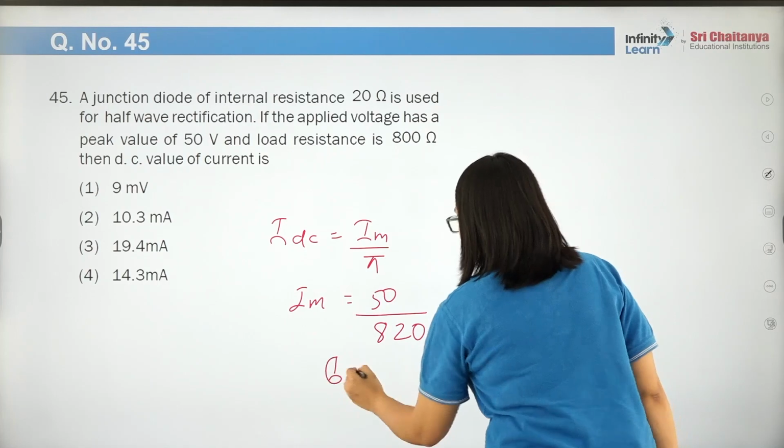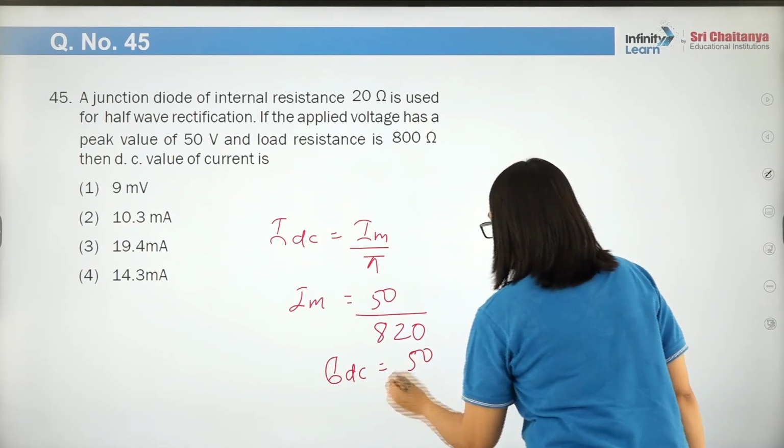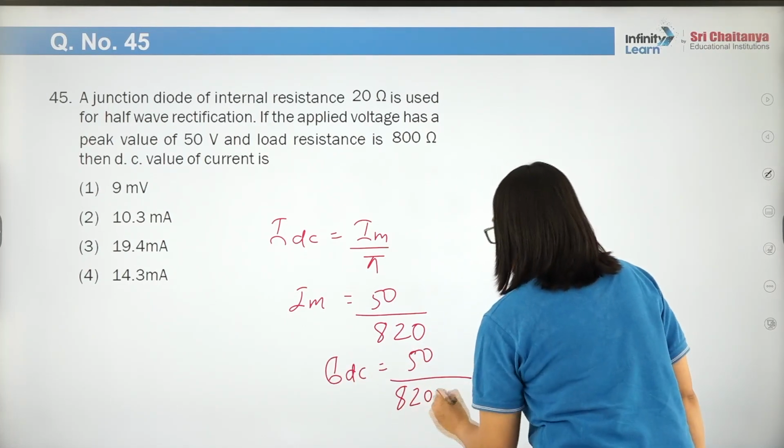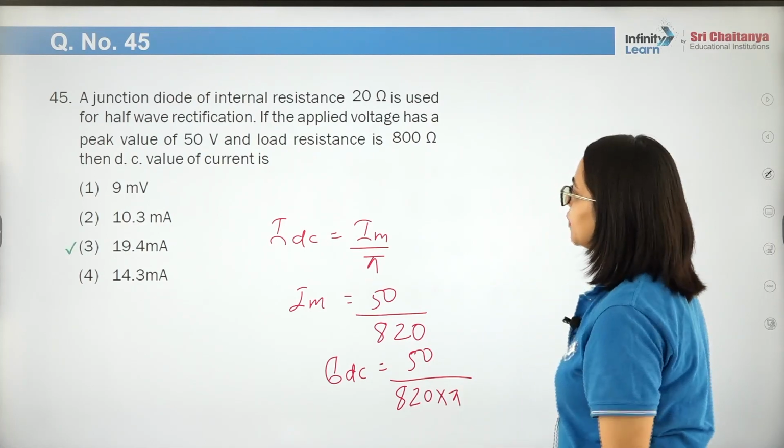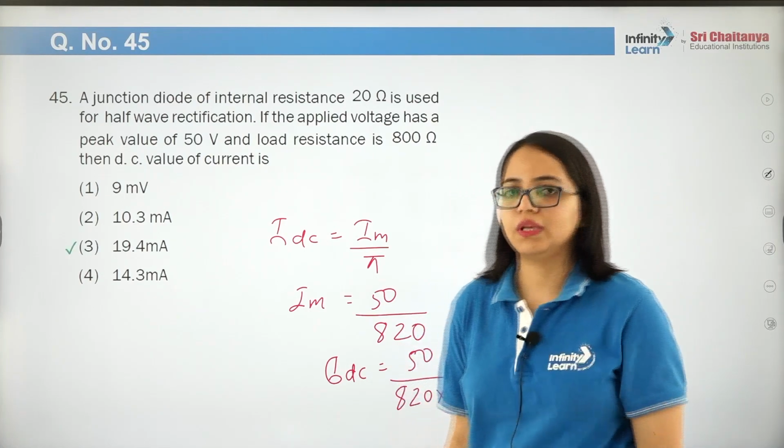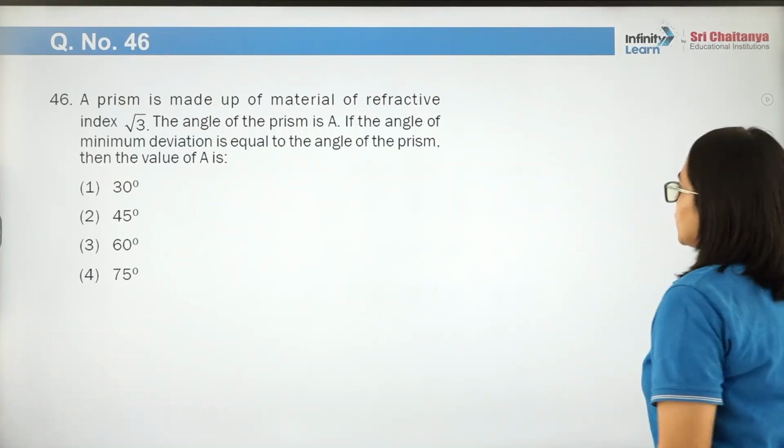So I_DC will be 50 divided by 820 into pi. After solving this, the value of current will be 19.4 milliampere. Next is question number 46.